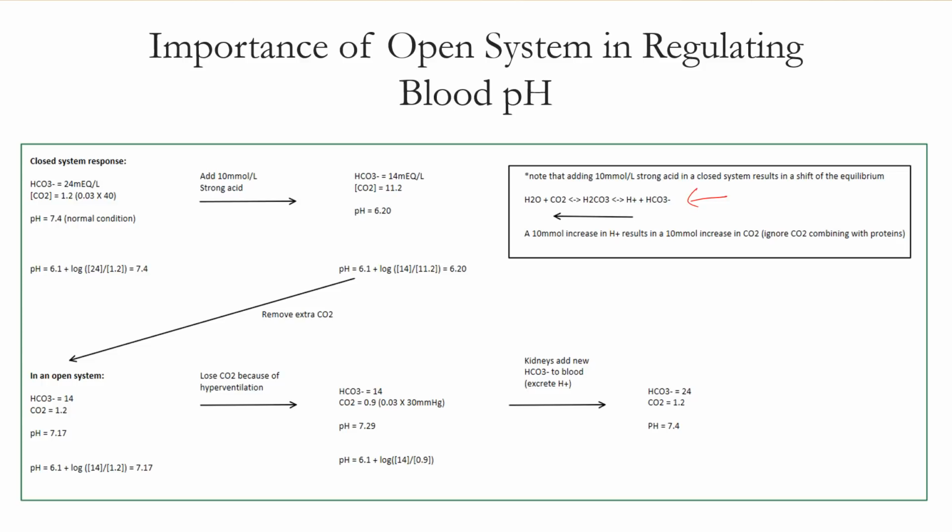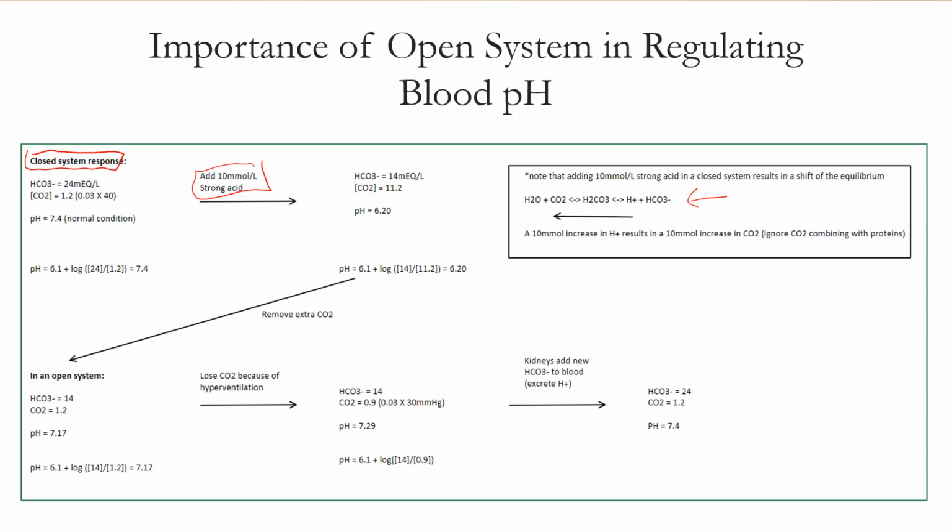Okay. Now, in this example, we're going to start with what we call a closed system. And now this is theoretical. All right, we don't have a closed system. In fact, we're able to adjust CO2 and bicarb because of our renal and respiratory systems. But we're just going to take the example and pretend right now that we have a closed system and I can't breathe off that CO2, for example. And let's see what happens if I add 10 millimoles of a strong acid.